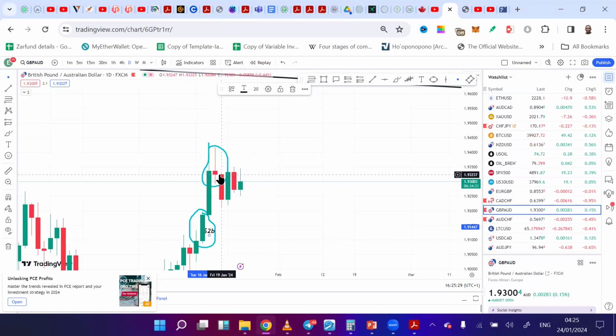So as price moved up and moved up and moved up and got to a certain point, sellers began to step into the market. Sell volume began to step into the market. Now, when we say sellers, it doesn't mean the number of sellers or the number of buyers. We are talking about volume here.